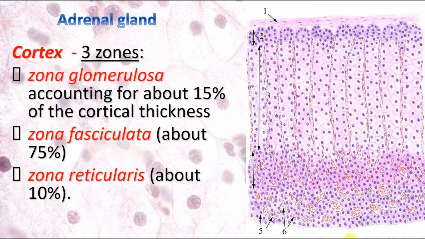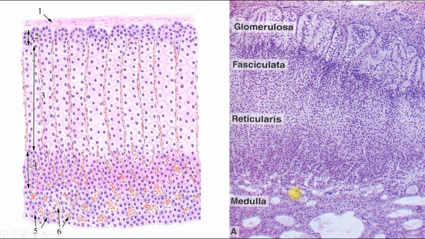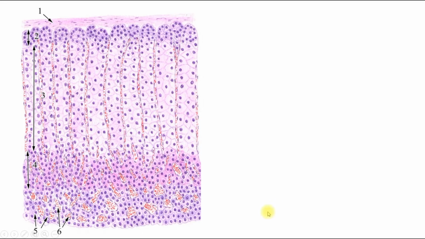And the deepest part which underlies cortex, it's medulla. It's located in the central part of adrenal gland. Here we can see zona glomerulosa, zona fasciculata and reticularis, and medulla.